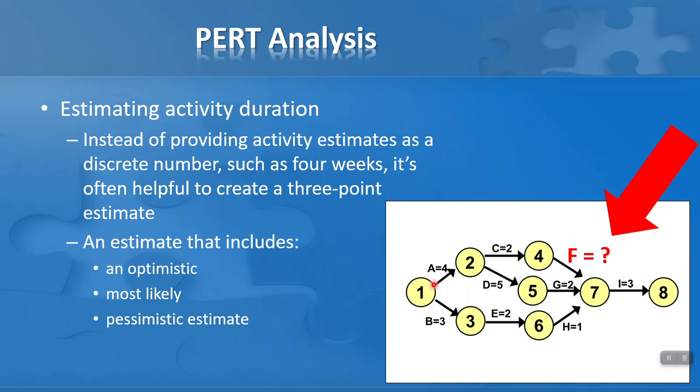In this one here we can see activity F does not have a duration because there's some dispute or some doubt about that, or perhaps it's a high-risk task that we're uncertain will be completed in a particular time, but we need to put a time on this diagram.